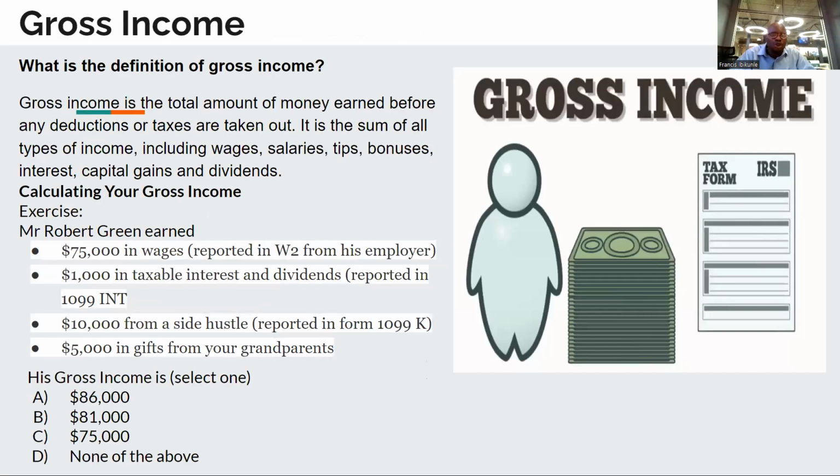Now, we want to go into this one, and here we're going to have some exercise too. Gross income. What is the definition of gross income? Gross income is the total amount of money earned before any deductions or taxes are taken out. It is the sum of all types of income, including wages, salary, tips, bonuses, interest, capital gains, and so on.